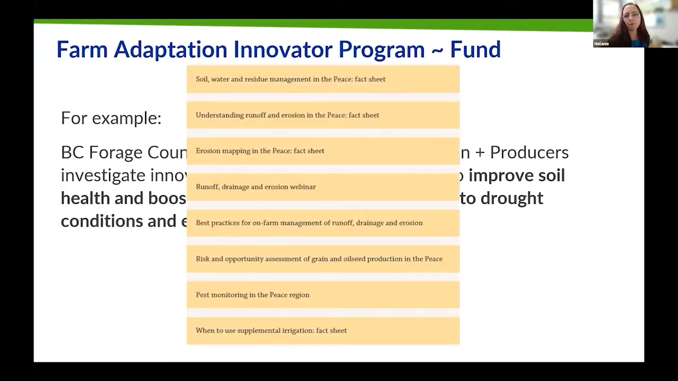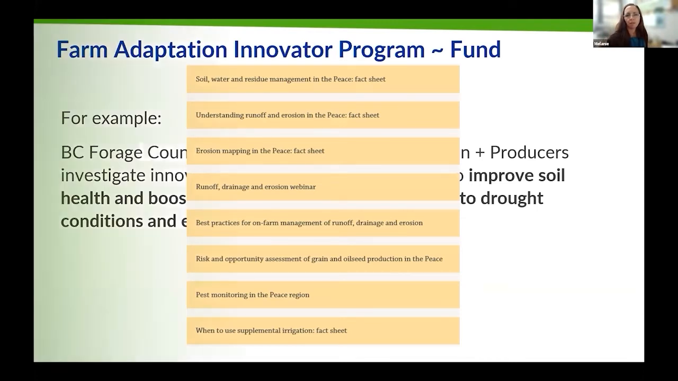Here's some other examples, and this is specific to the Peace Region, of some farm adaptation and innovator programs. They're fact sheets, webinars, and best practices, all that can be linked within the BCCAI, and all are linked specific to the Peace region. And then there's also another set of documents for all the other regions, but it's a great resource for producers to go to, and government and industry to go to see what's being done and what can be done to be more resilient and adapt to climate change.